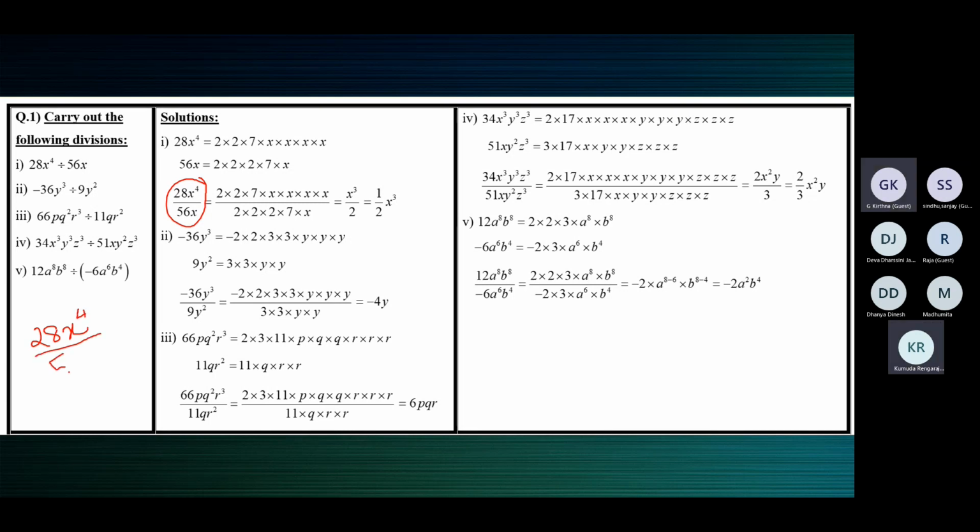28 by 56x. So what you can do, 28 ones are 28, 28 twos are 56, so you get 1 by 2. Then x to the power 4 minus 1. Why? Because the denominator is x, which means power is 1. 1 by 2, x to the power, bases are the same, x. It's division, so subtract the powers, 4 minus 1, which is x cubed, so half x cubed.